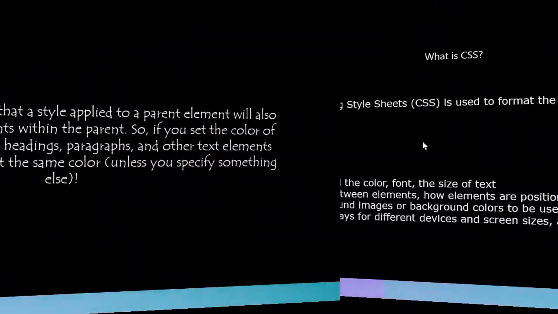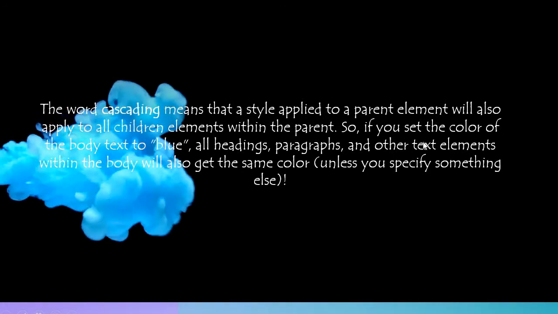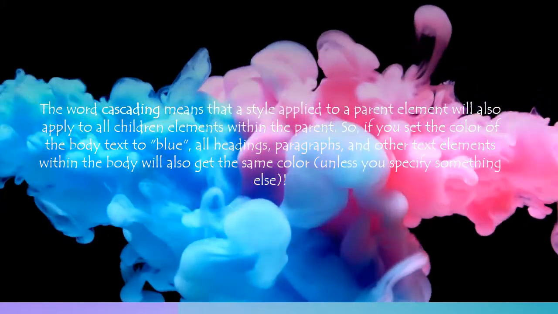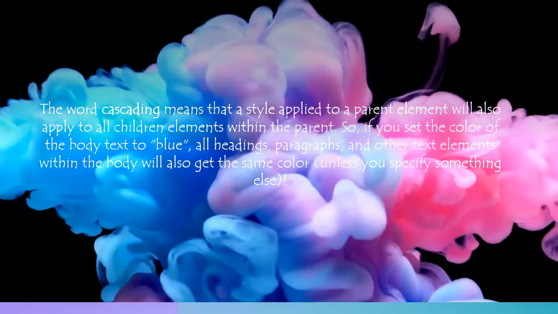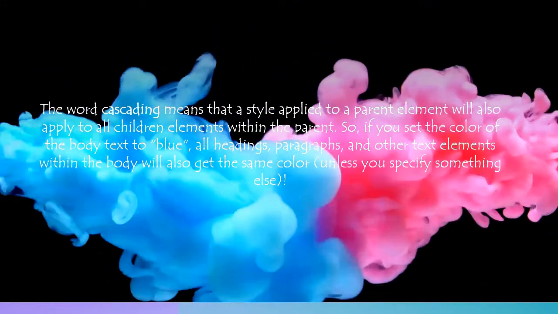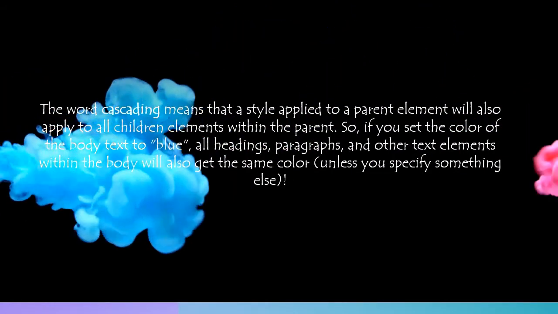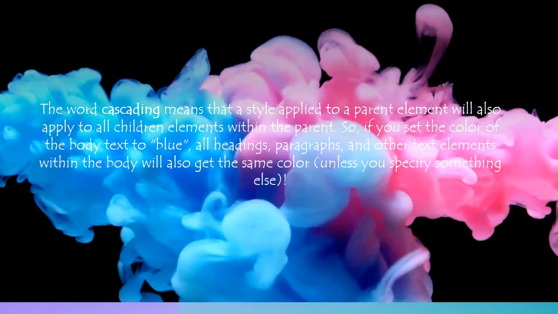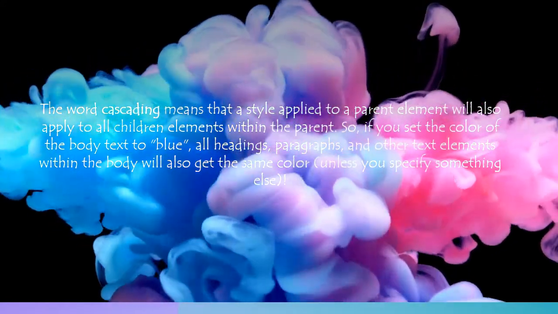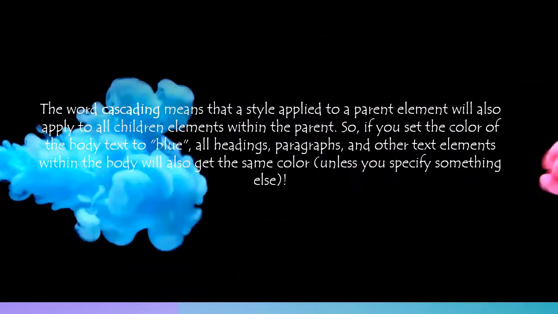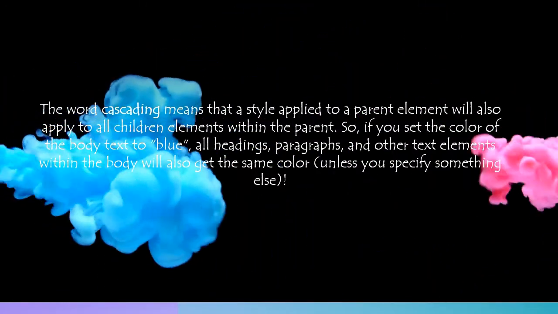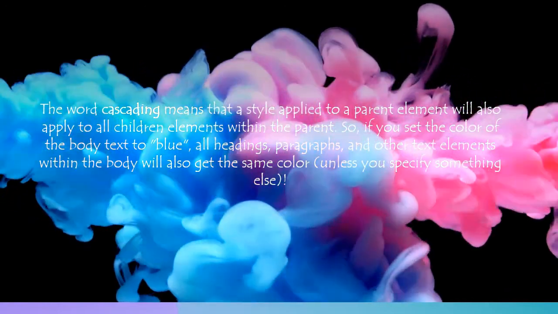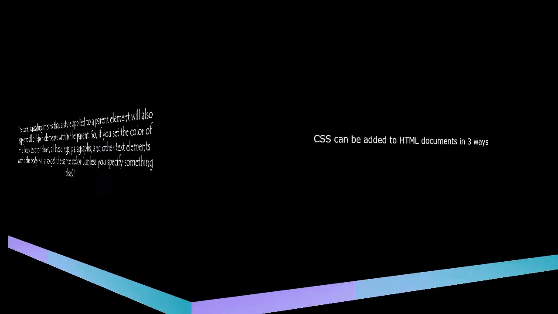The word cascading in CSS means that the style applied to the parent element will also apply to all children elements within the parent. So no need to give each and every effect separately to the document. If you set the color of the body text to blue, all the headings, paragraphs and other text elements within that body will get the same color unless you specify something else.